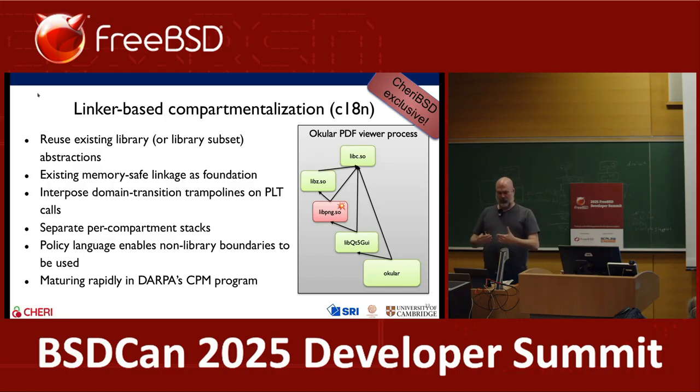So we impose trampolines across the PLTs on PLT calls, and we separate. We have separate stacks within each compartment. So we avoid a bunch of stack leakage problems and the like. And then we have a policy language which enables non-library boundaries. So those compartments within libc, for instance, to contain powerful capabilities. And we're actively working on this under the DARPA CPM program.